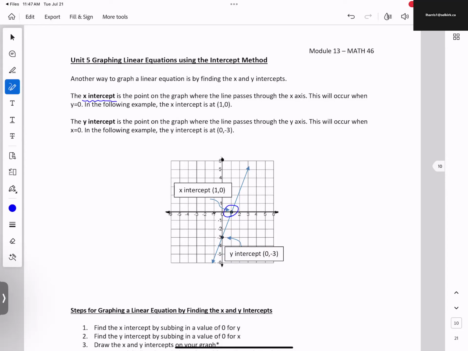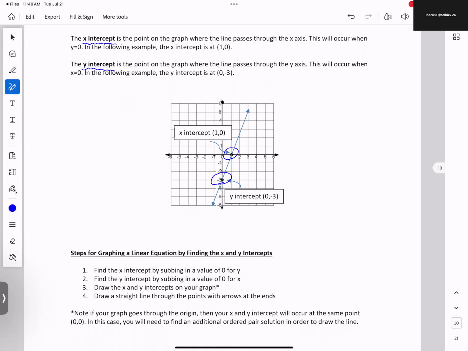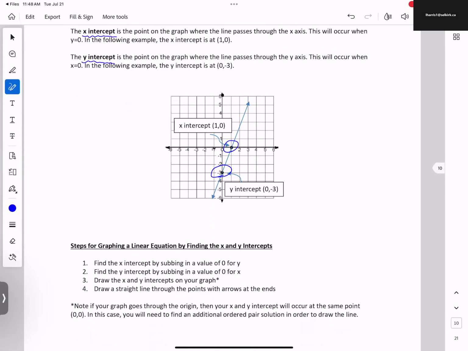The y-intercept then is going to happen where the graph passes the y-axis, and so that's happening when x equals 0. And so in our graph, you can see our y-intercept right here. At an x value of 0, our y value is -3.